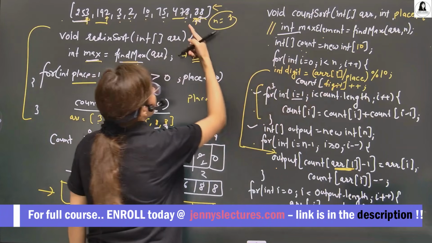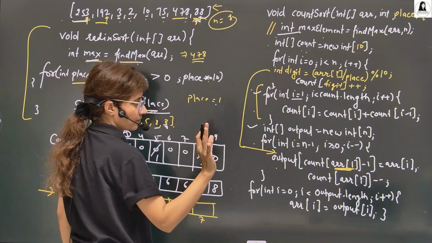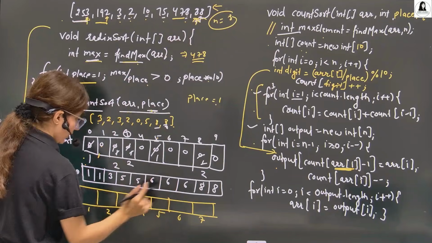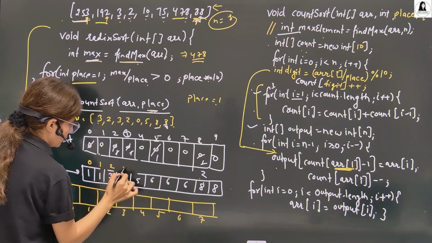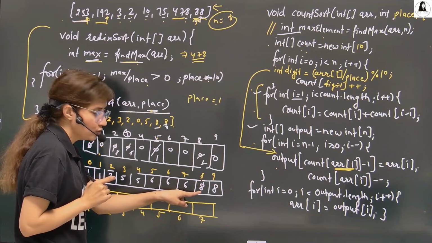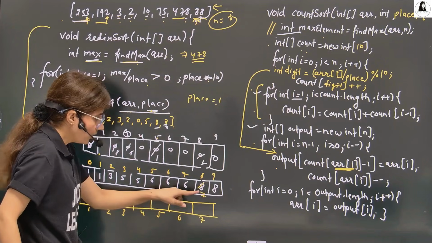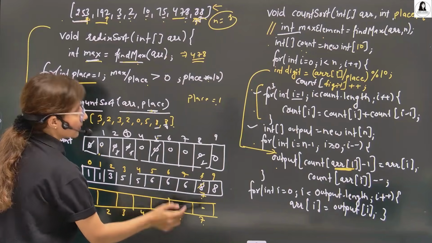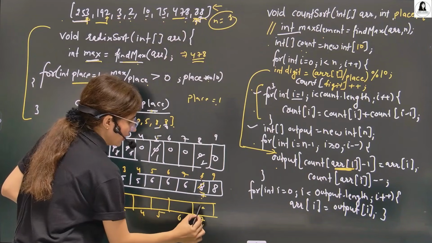The number is 88, divided by place, which is 1, mod 10 is 8. At first it will give me 8. Now, in this count array, go to this 8th index. Whatever the position at this 8th index, we first do minus 1. And whatever 7 you get, in the output array at the 7th index we store the value, that is, the complete 88 will be stored.